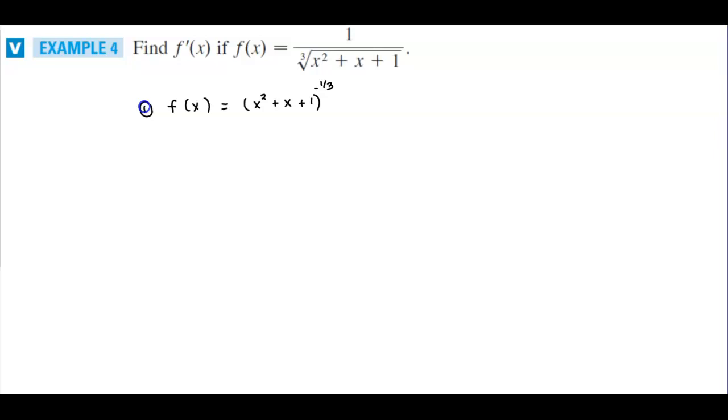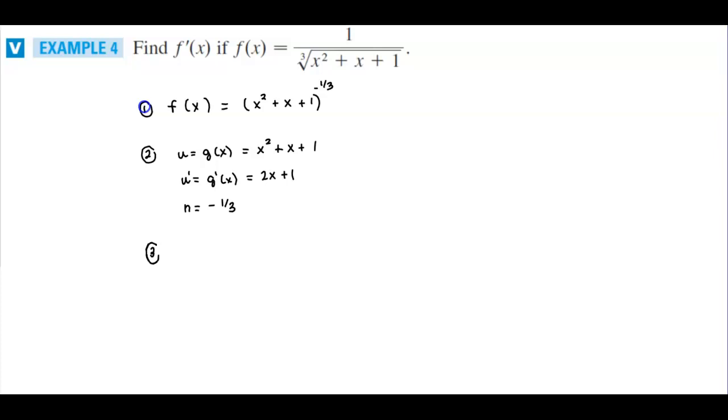Okay, and so now we want to find the derivative of this function. So keep in mind here that if we want to find a derivative of this function, we need to find the derivative on the inside. So remember that the inside function u is going to equal g of x, which is equal to x squared plus x plus 1. And then we can say that u prime or g prime of x is going to equal 2x plus 1. Okay, and then we also know that n is equal to negative 1/3.